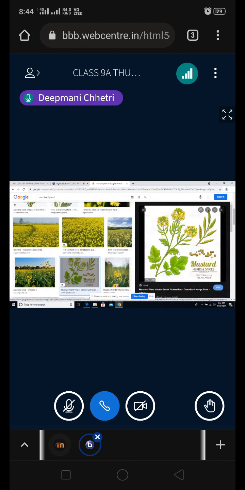Out here, see, there's mustard, herbs and what you call spices. But let's go with the topic out here. So this is the flower. After the pollination takes place, you can see the pod develops out here. Understand? And inside this, you can see this sort of seeds will be there.